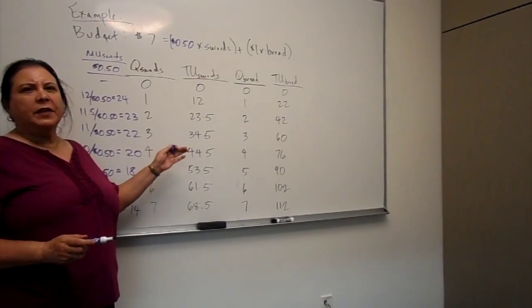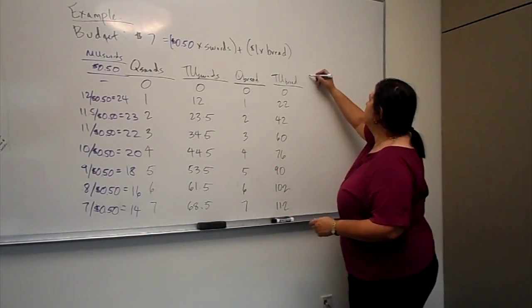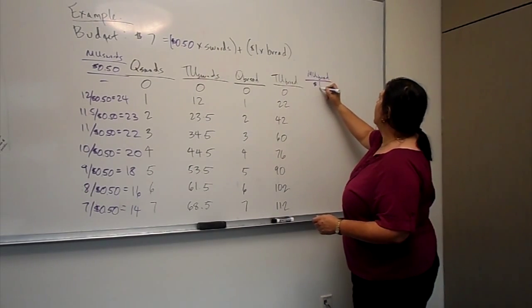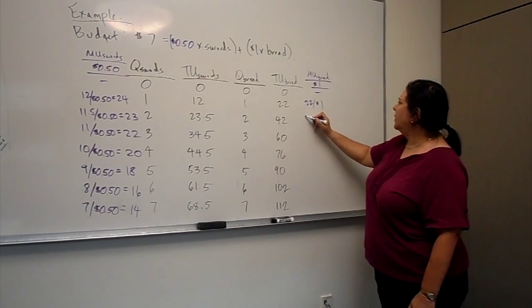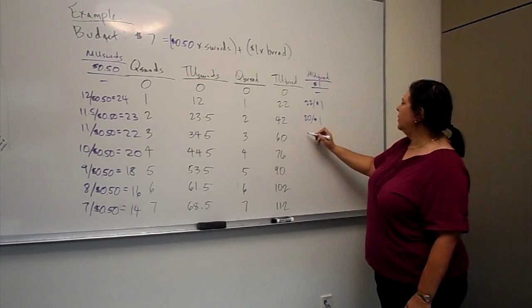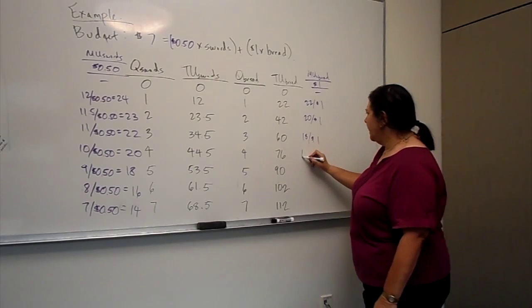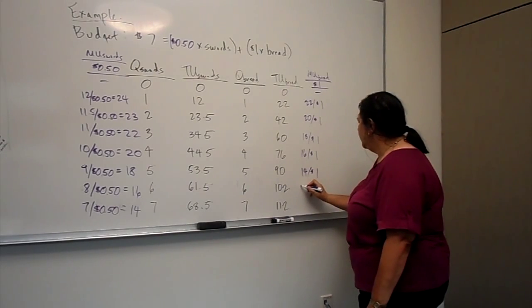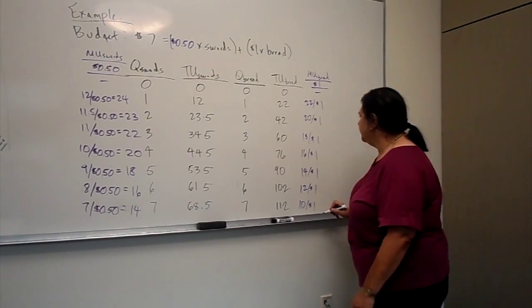Okay, for bread, we get the same thing that we got before, right? So we get the marginal utility of bread divided by $1. So that's 22 divided by $1. That's 20 divided by $1, 18 divided by $1, and we just keep going. Okay, 16 divided by $1, 14 divided by $1, 12 divided by $1, and 10 divided by $1.